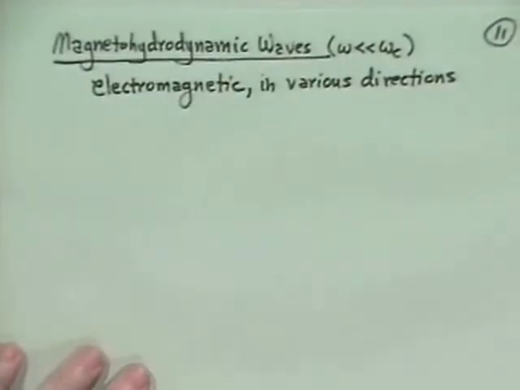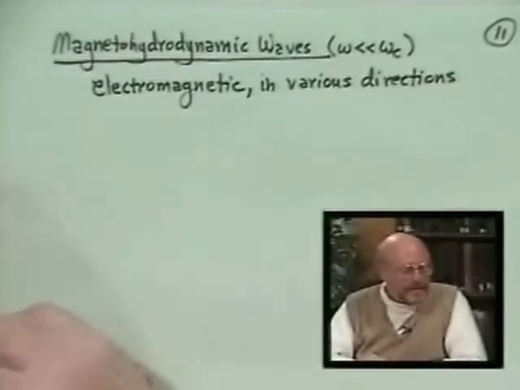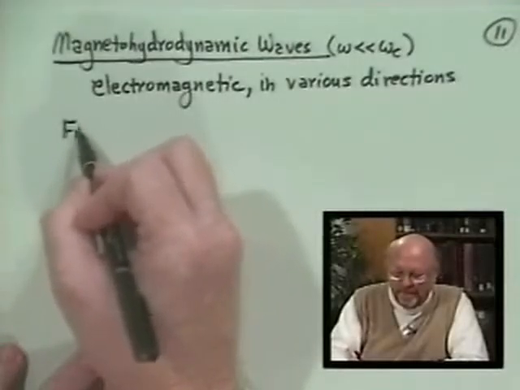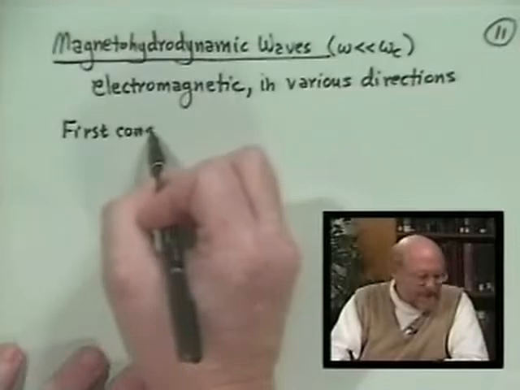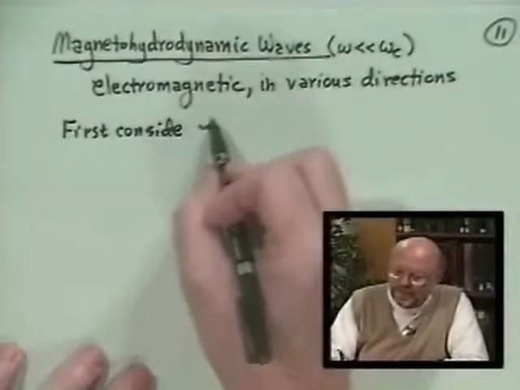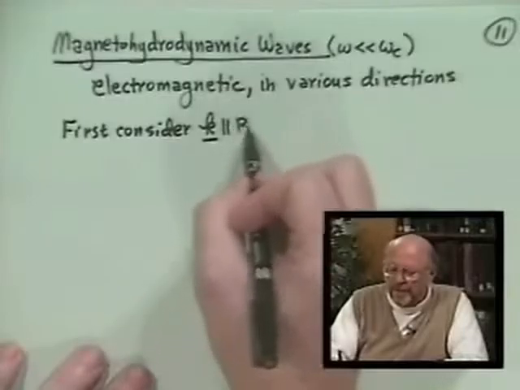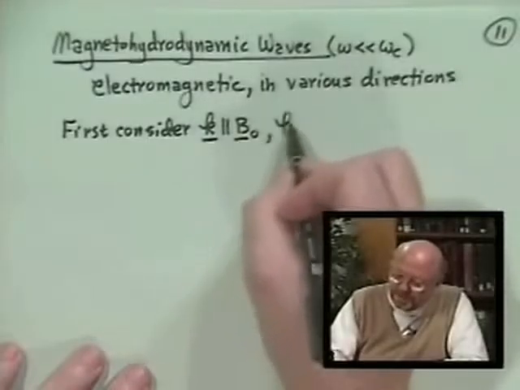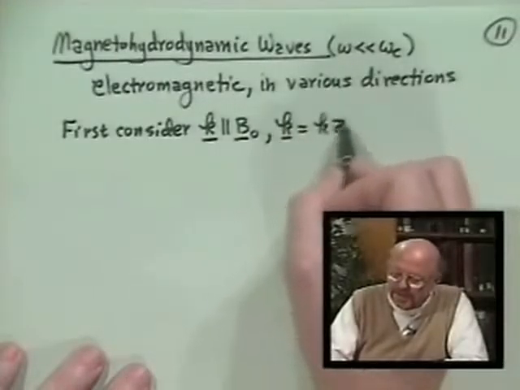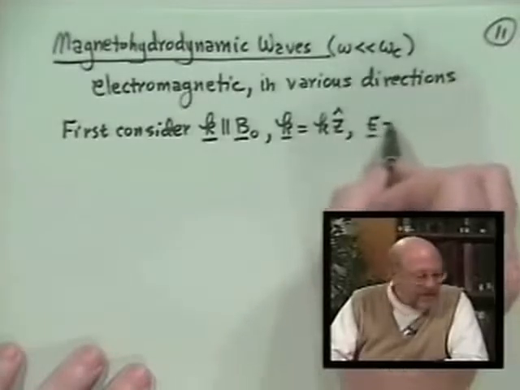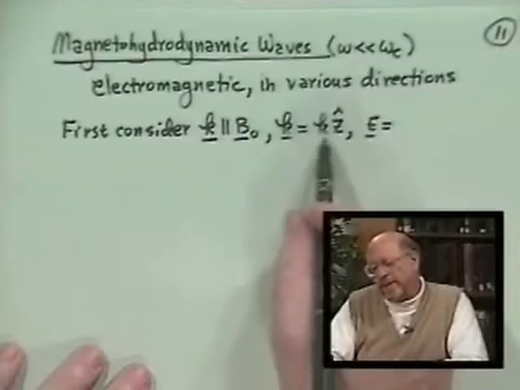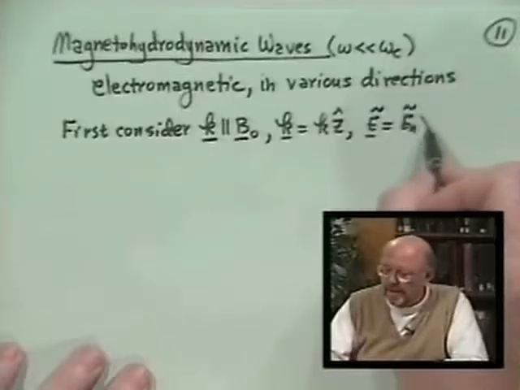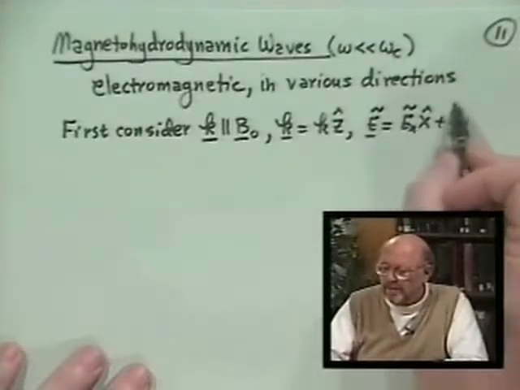And so, again, you end up considering various cases. So first, let's consider the special case of K parallel to B naught. And so what we would particularly consider is K vector equal to K z hat. And the electric field is then supposed to be perpendicular to K for an electromagnetic mode. So E tilde would be E_x tilde x hat plus E_y tilde y hat.